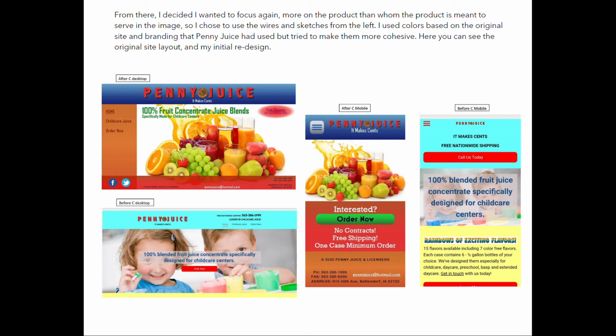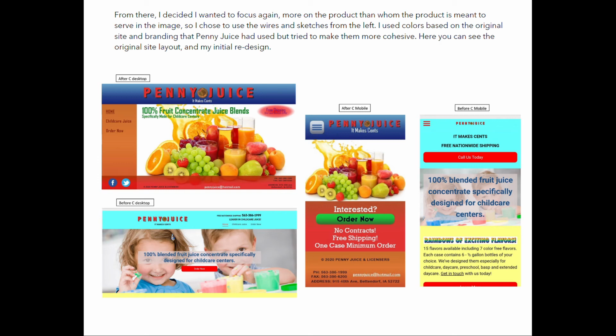The colors didn't feel like they meshed well together. They didn't represent juice or fruit in any way to me. So I went ahead and tried to use a little bit of their color scheme. I kept their logo, which is the red font with Penny, and their saying, which is "It makes sense." And then I tried to use colors that associated with the fruit. The only color that didn't associate, obviously, was the blue that I was trying to utilize.